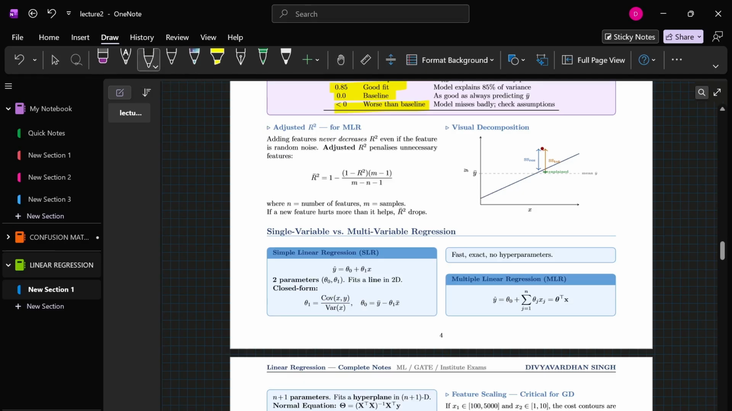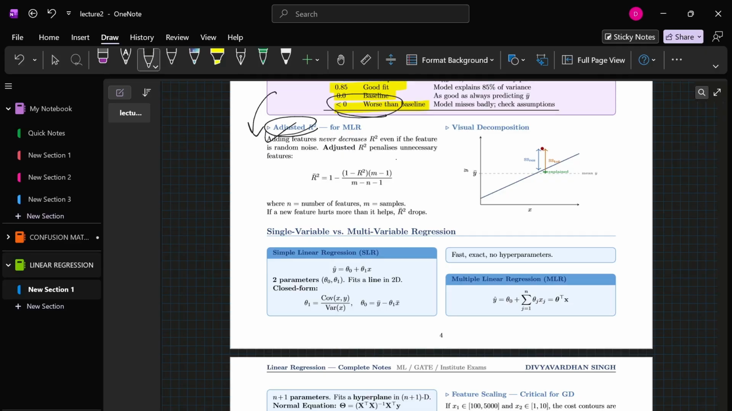For R square equals 0, the model is no better than just predicting the mean value, y bar. And if R square is less than 0, then the model is worse than the naive baseline. A visualization of this can also be seen here.